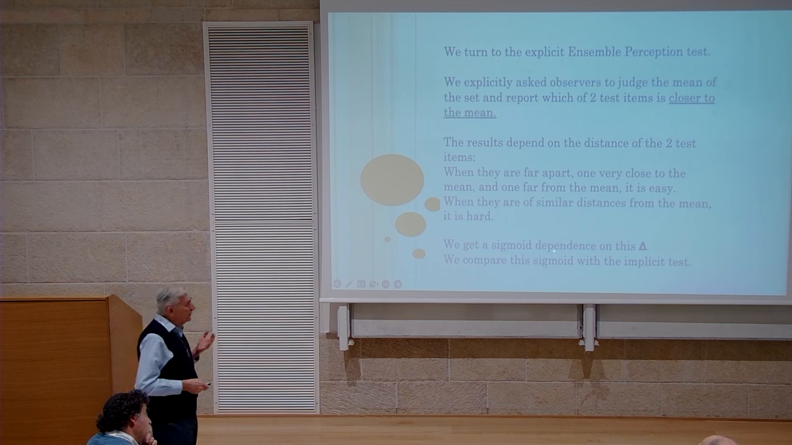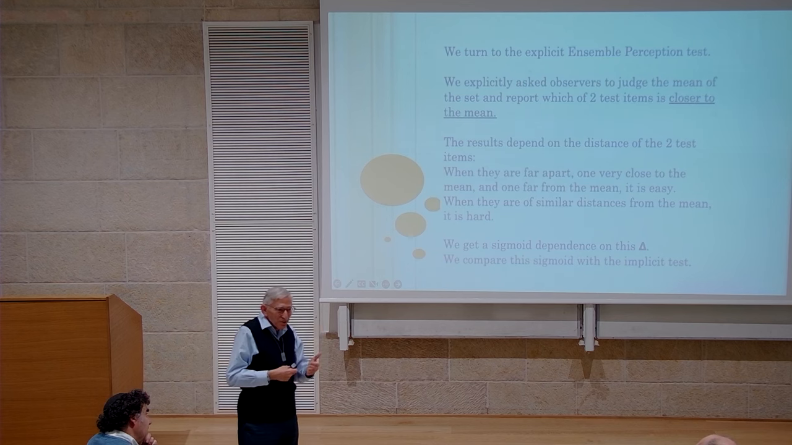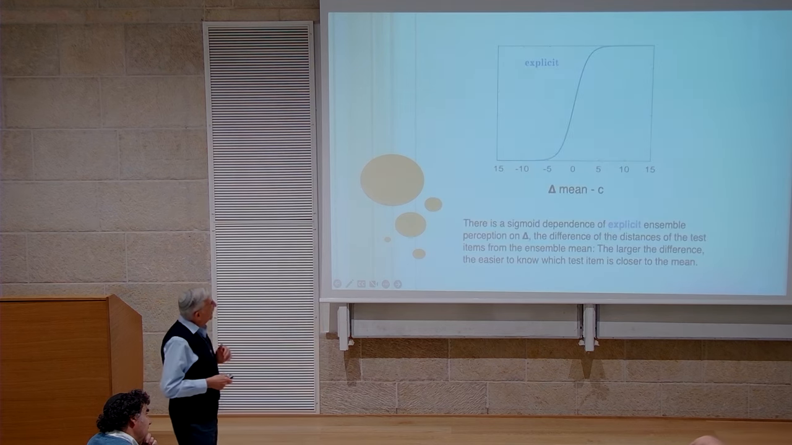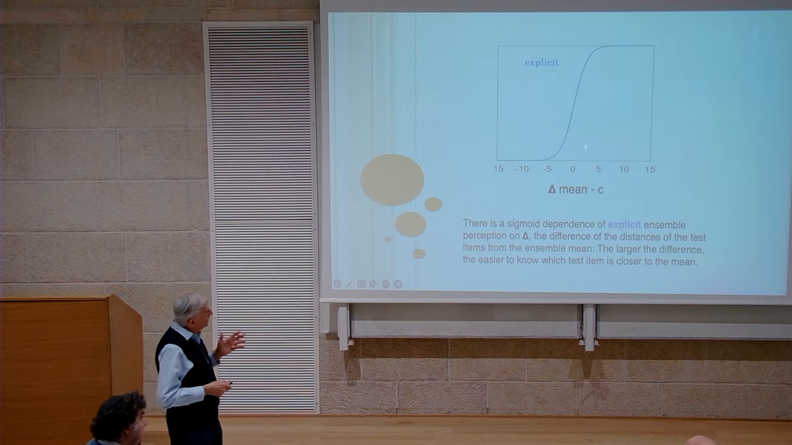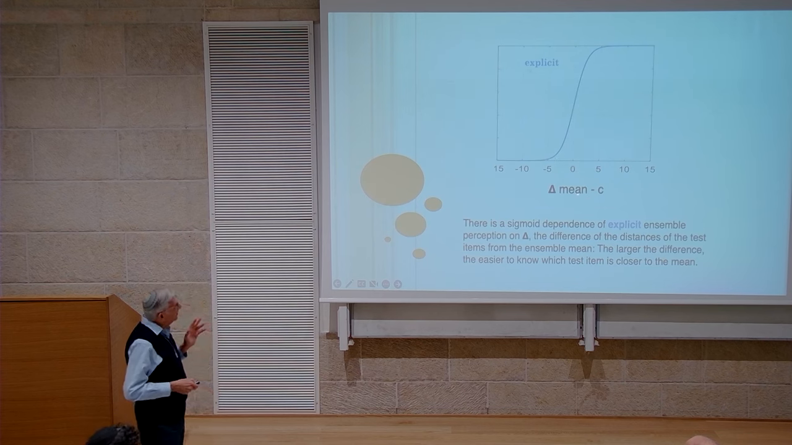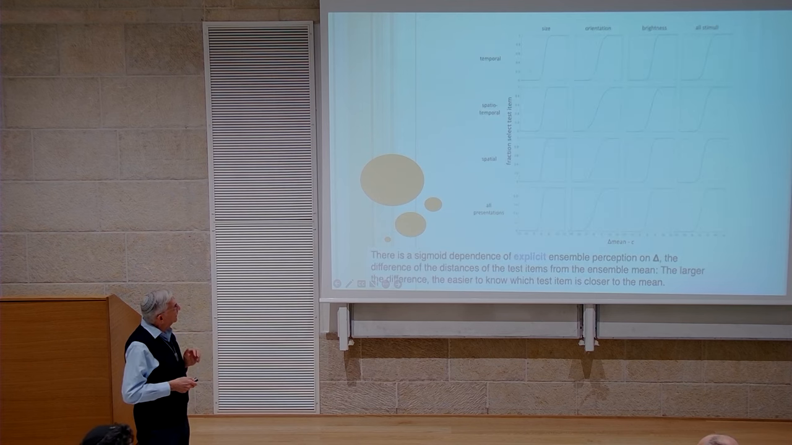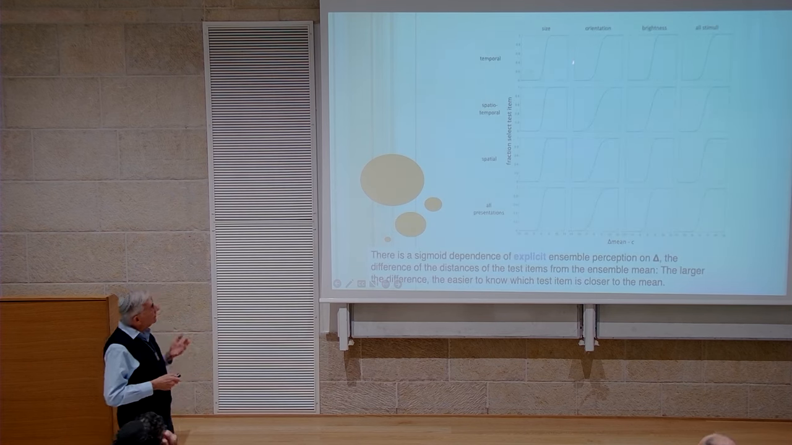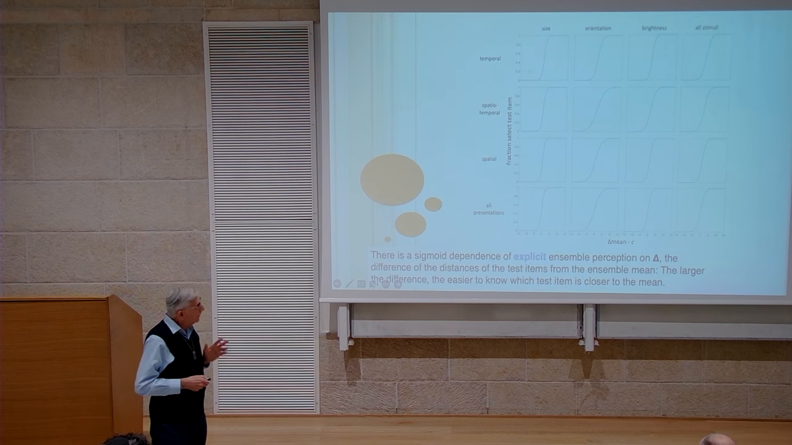So we're going to get a sigmoid dependence on delta. Delta is the difference of the distances of the two test items from the mean. And this is what we get, the difference of mean. In order to normalize it around zero, to center it on zero, we do it minus the center, and we get a nice sigmoid dependence on the difference of the distances of the two from the mean. Okay? And this is true for size, orientation, and brightness of the temporal and spatial tests.